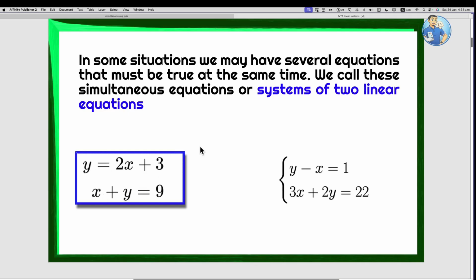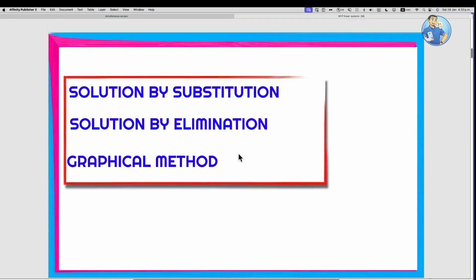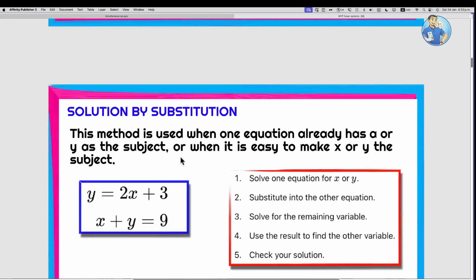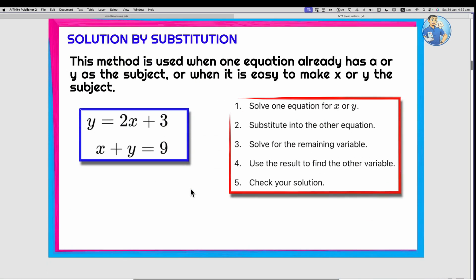There are three ways to find the solutions. We can find the solution by using substitution, elimination, or also by using the graphical method. We are going to start with the substitution method, so pay attention. These are the steps that we need to follow to use the substitution way.